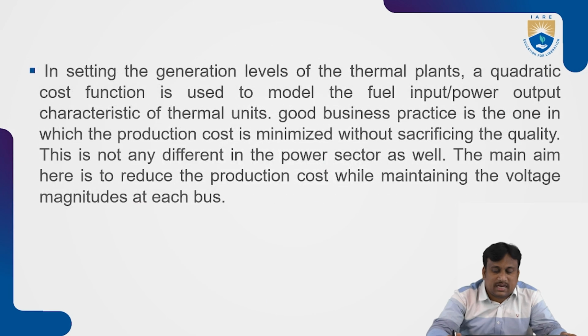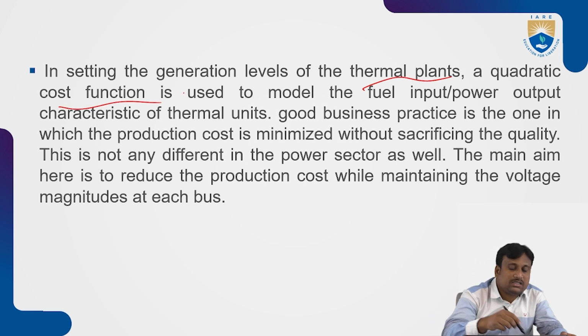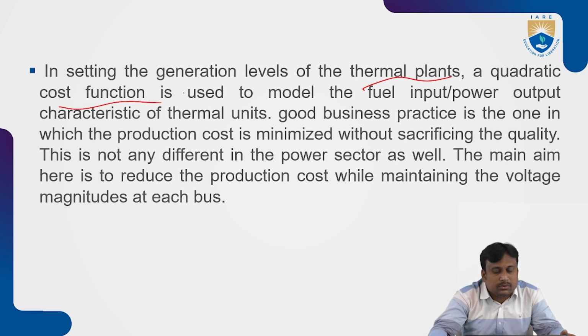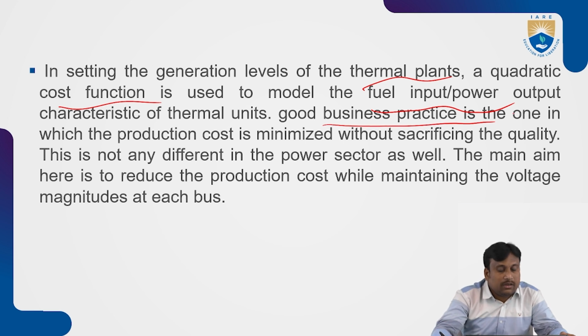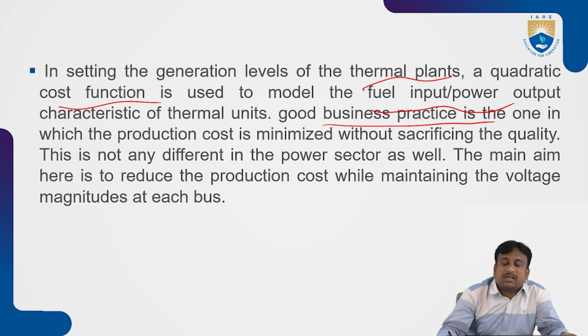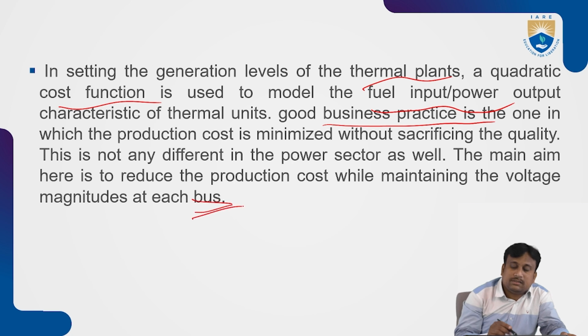So in setting the generator levels for the given thermal plants, a quadratic cost function is used here to model the fuel input power output characteristics of thermal units. There will be a good business practice in which the production cost is minimized without specifying the quality. This is not any different in the power system network. The main aim here is to reduce the production cost while maintaining the voltage magnitudes at the respective bus.